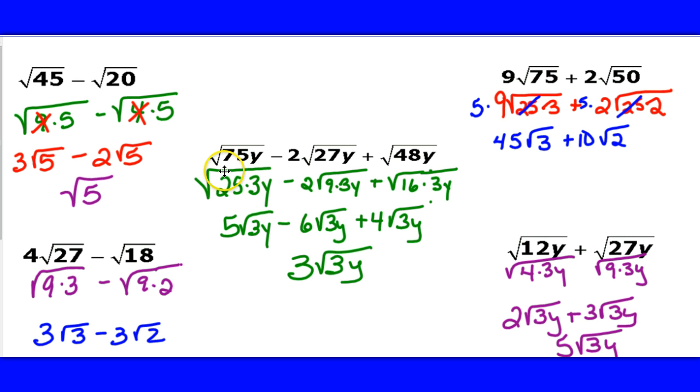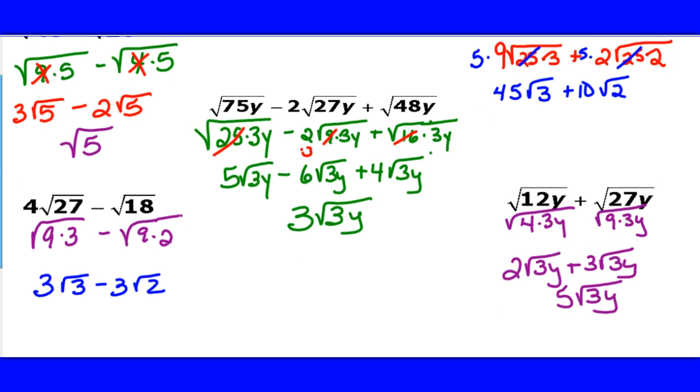Love this one. All right, this was 25 times 3, 9 times 3, and 16 times 3. Took the square root of 25, came out as a 5. Square root of 9 was 3, came out here. 2 times 3 is 6. Square root of 16 is 4. So I've got 5 radical 3's minus 6 radical 3's plus 4 radical 3's, which gives me a total of 3 radical 3's. See how that works?